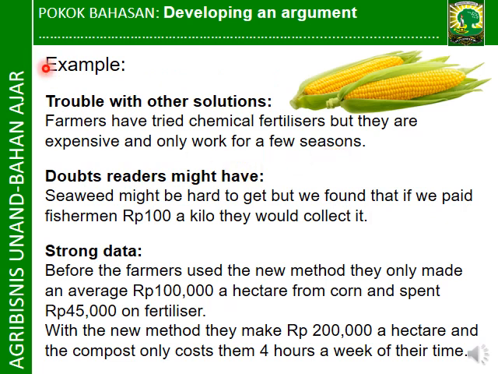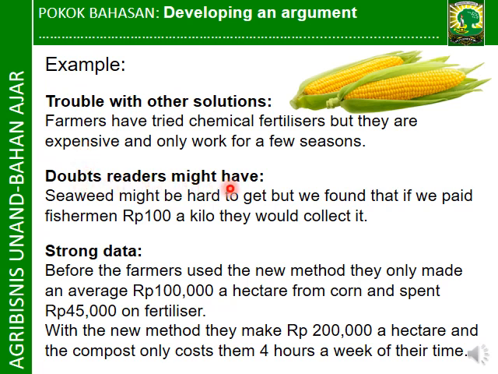So let's look at an example here. Again, Pariaman, jagung. The first thing we do is to explain what the limitations of other solutions are. Kenapa belum ada solusi yang memuaskan? Here we have, farmers have tried chemical fertilizers, but they are expensive and only work for a few seasons. Berarti, pupuk kimia tidak begitu bagus dan mahal.